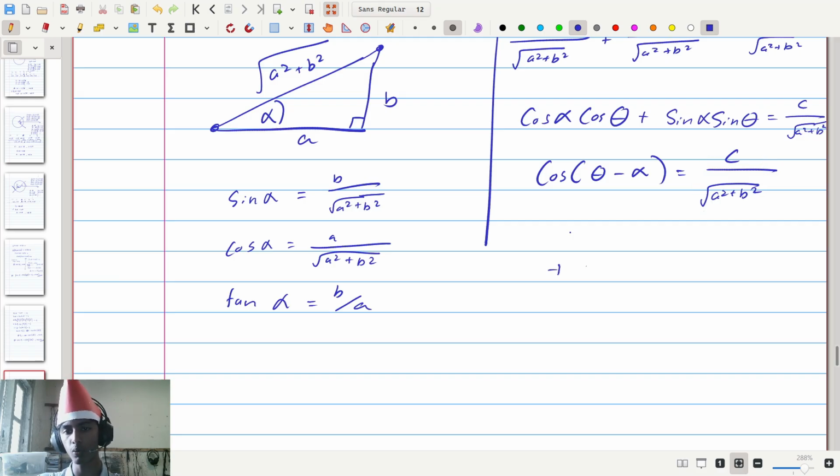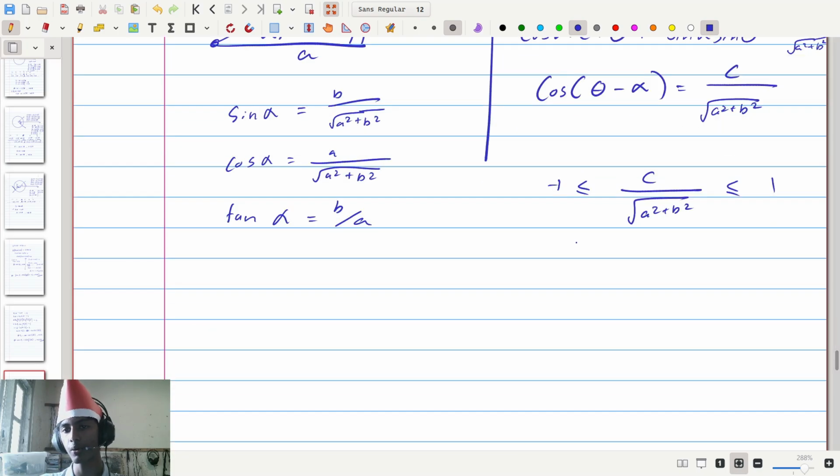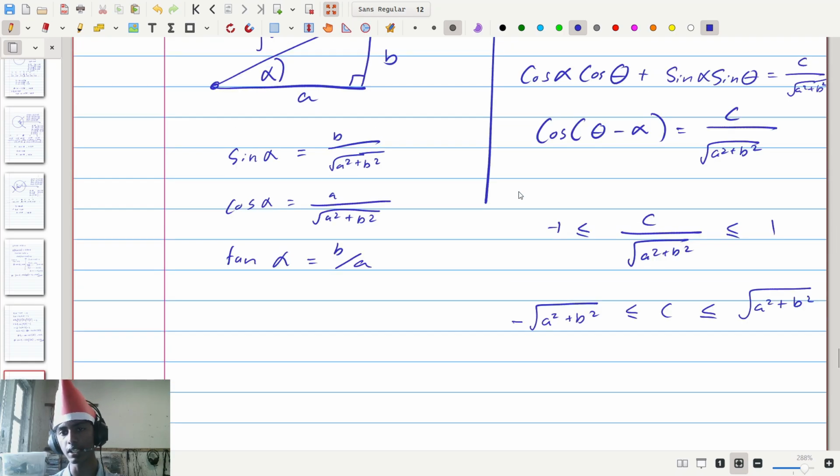Therefore, -1 is less than or equal to c divided by the square root of a squared plus b squared, which is less than or equal to the positive 1. Multiplying both sides by the square root of a squared plus b squared, we can see that c is between the negative square root of a squared plus b squared and the positive square root of a squared plus b squared, provided that the angle we're inputting here, theta minus alpha, is a real number, which of course it's going to be because we are dealing with physical angles.